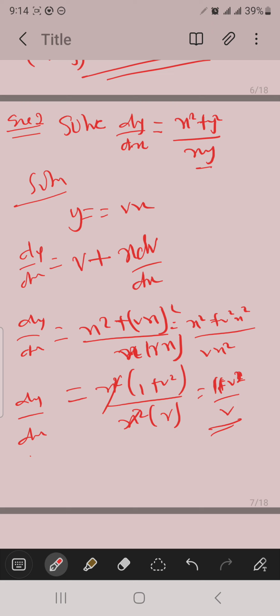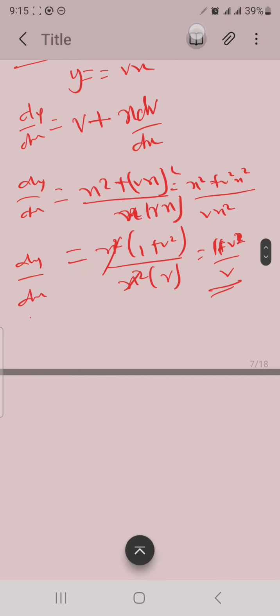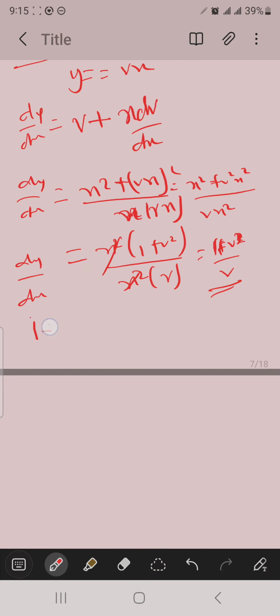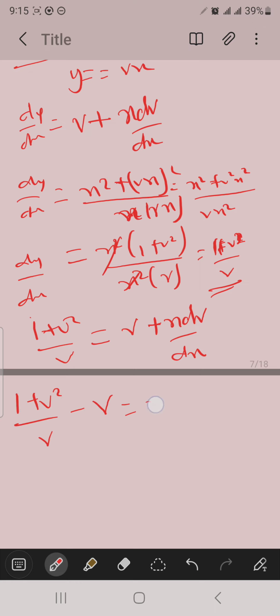So this one and this one are the same thing. Then equate them. So we now have 1 plus v squared over v equal to our original dy/dx, which is v plus x dv/dx. So now, let me take our v to come here: 1 plus v squared over v minus v equals x dv/dx.